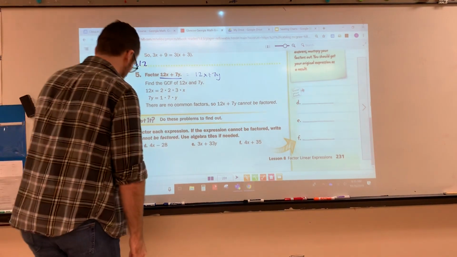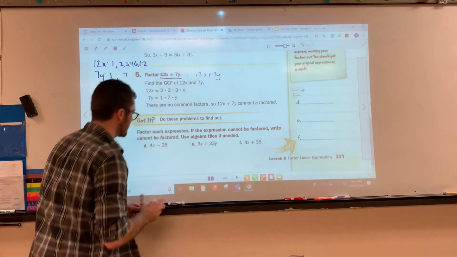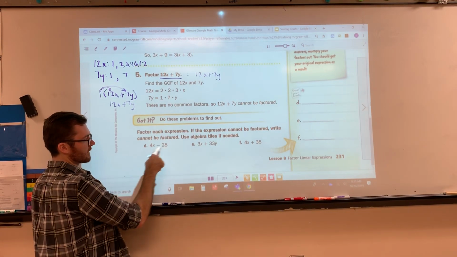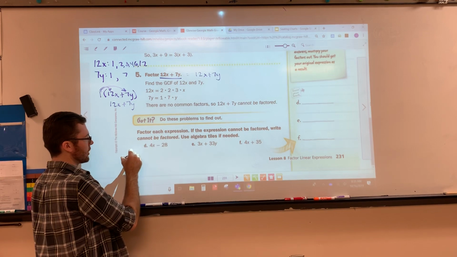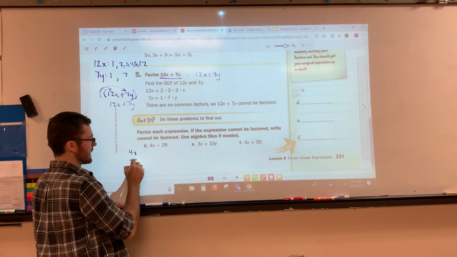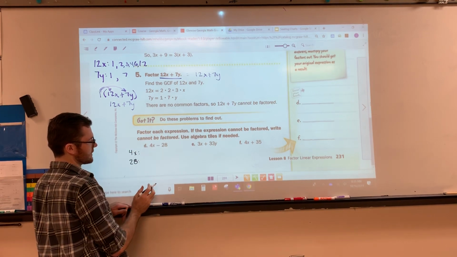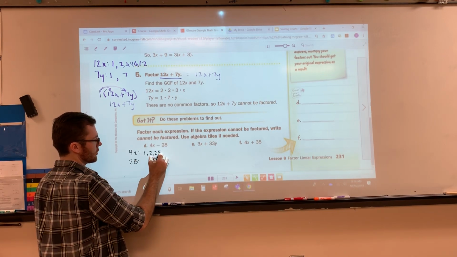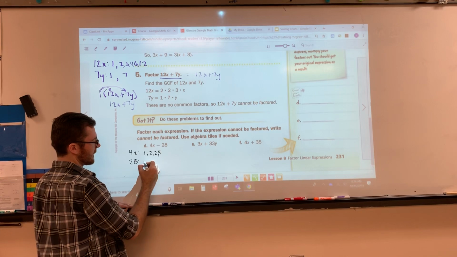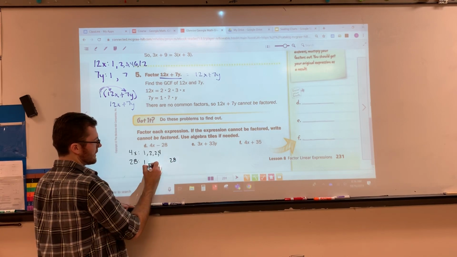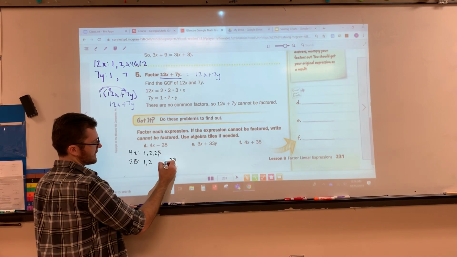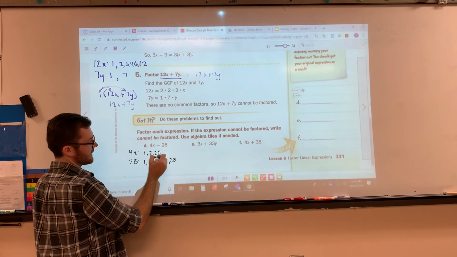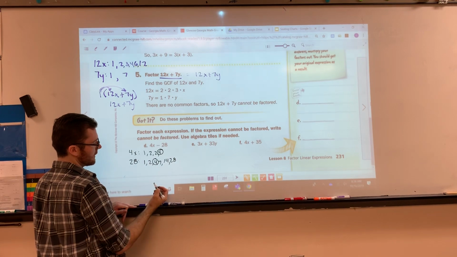All right, hopefully you remember to pause the video. I'm going to work these out now. I've got, in this binomial, because it has two terms, 4x and 28. I have to look for the greatest common factor here. 1 times 4 and 2 times 2 are my factors. Here I have 1 times 28 and 2 times 14 and 4 times 7. My greatest common factor is going to be 4.